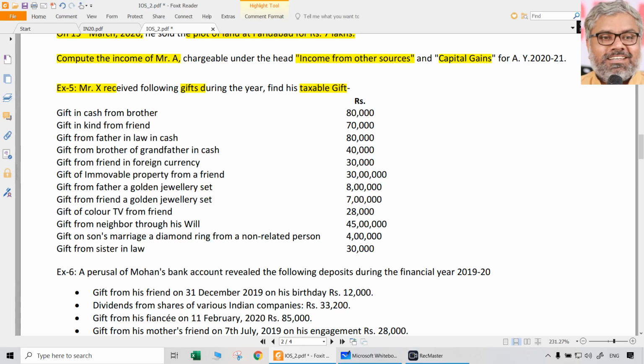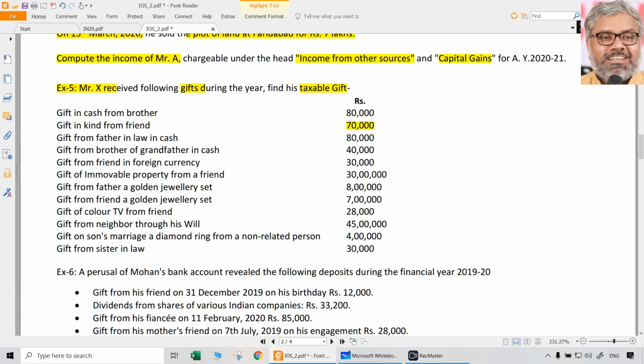Gift in kind from friend. Definitely taxable. In kind means it could be any immovable property or movable property, doesn't matter. Let us say movable property. Still 70,000 means more than 50,000. So if it is received from a friend, it is taxable. Gift from father-in-law in cash. Father-in-law, you first have to remember what kind of relationship it is. Father-in-law and so on is not defined there, so we have to understand that. Under what category will the father-in-law fall? It is the parents of the lineal ascendant of the spouse.